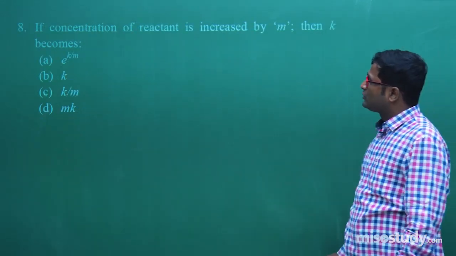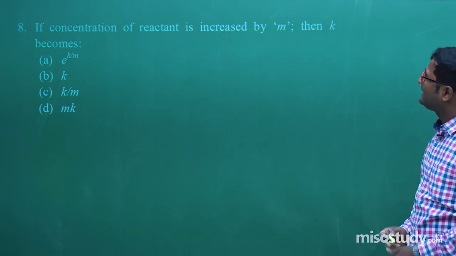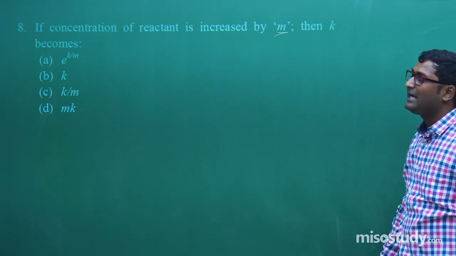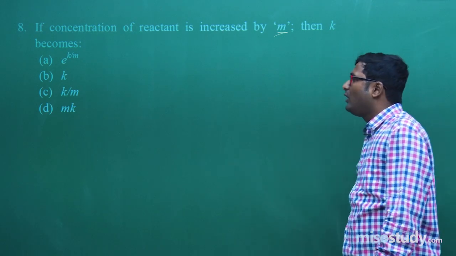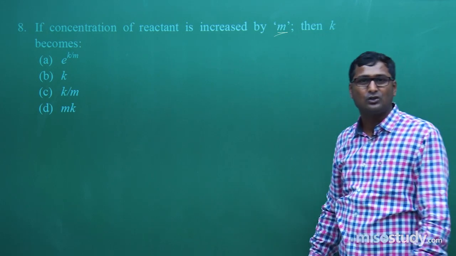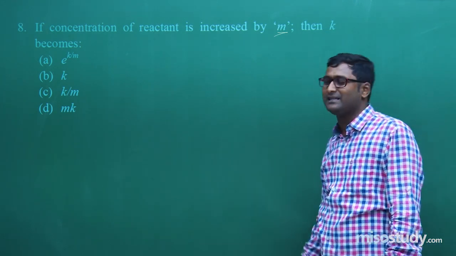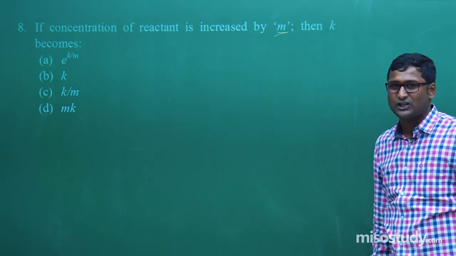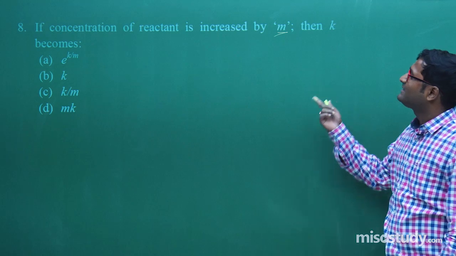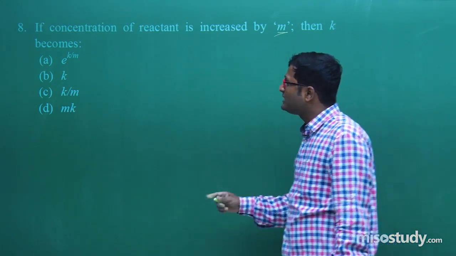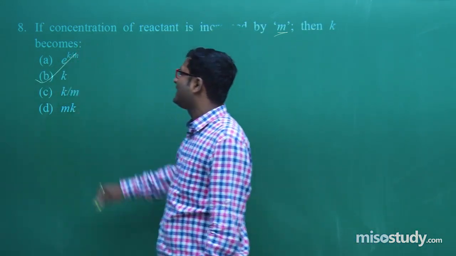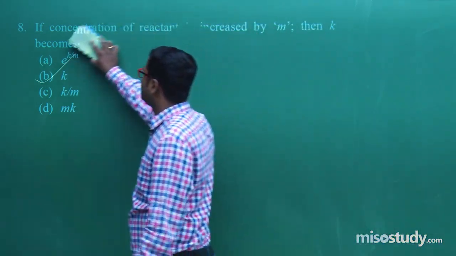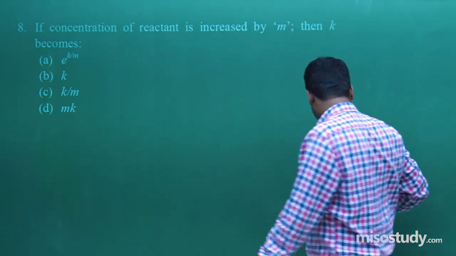Now, question number 1. If the concentration of the reactant is increased by M, this is a completely theory type question. As we all know, the value of K does not depend upon the concentration. It is independent of concentration. It depends generally upon temperature. So for this case, K becomes K, no change. For this case, B is the correct option. Clear to you, friend? Now I am going to rub this part and we'll discuss the next question.